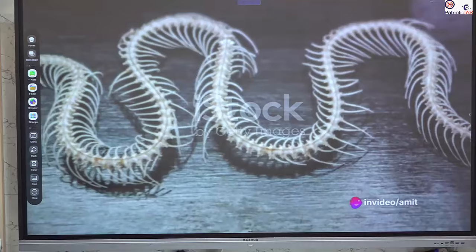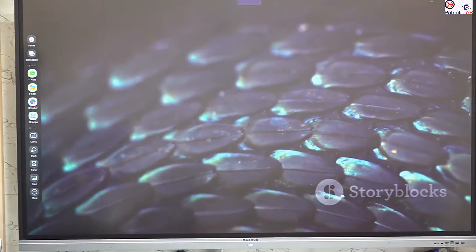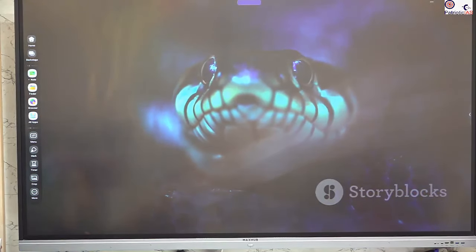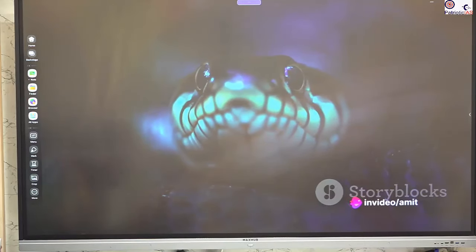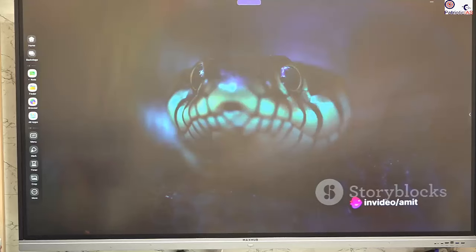This spinal column, when seen up close, is a lengthy stretch of numerous small bones or vertebrae, each connected to a pair of ribs. The snake's muscles, attached to these vertebrae, contract and relax in a synchronized pattern, creating waves that ripple down the length of their bodies.